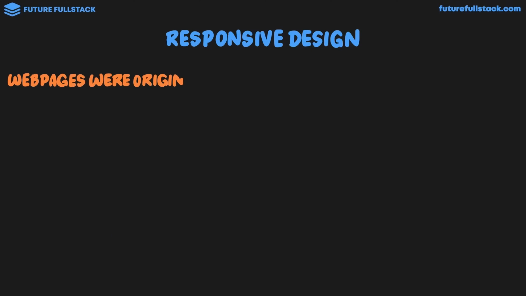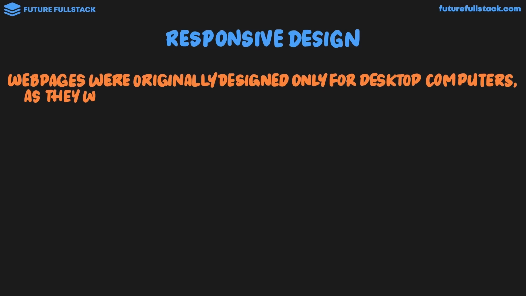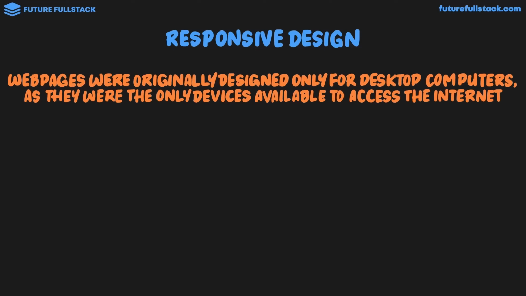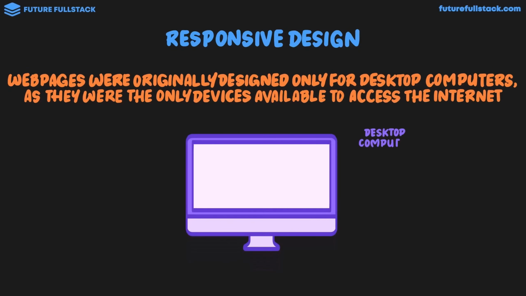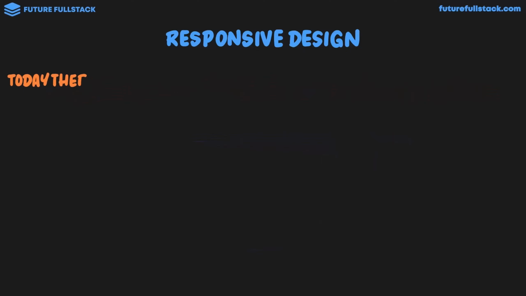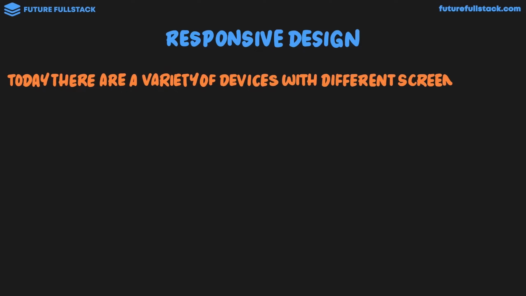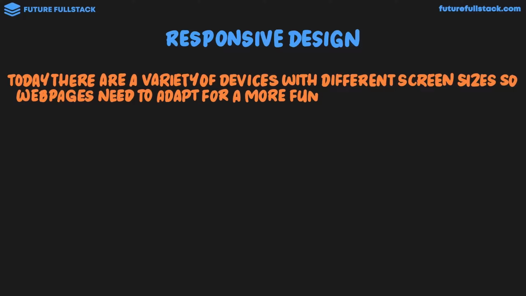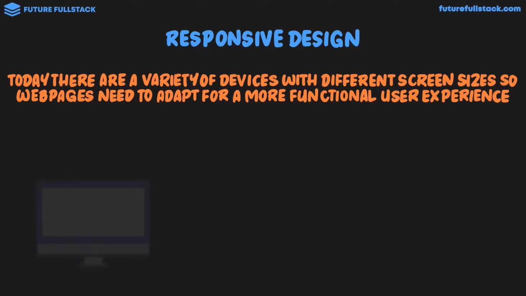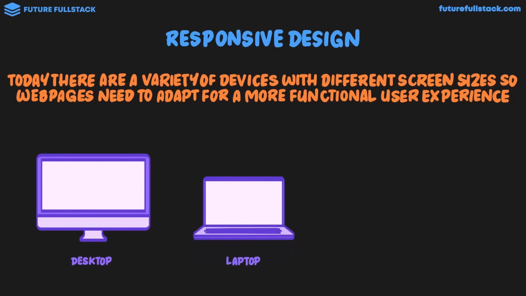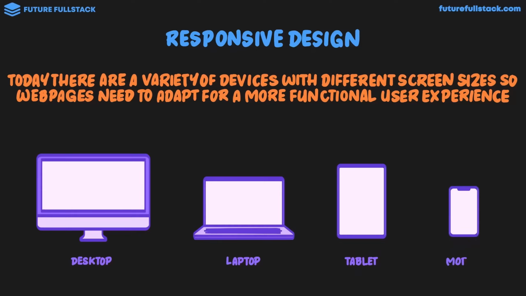Web pages were originally designed only for desktop computers, as they were the only device available to access the internet. As I'm sure you know, a desktop computer is a fairly hefty machine that sits on your desk. Now today, there are a variety of devices with different screen sizes, so web pages need to adapt for a more functional user experience. Looking at the range of different devices we have our desktops, we have laptops, which are smaller and more portable computers, we have tablets, and we also have smart mobile devices. Now, for a good user experience, a web page appears different between different devices.